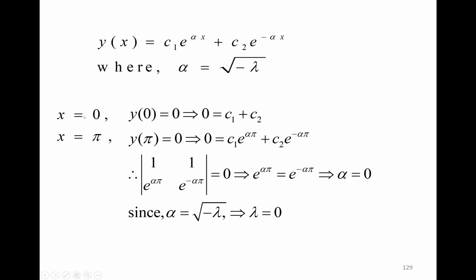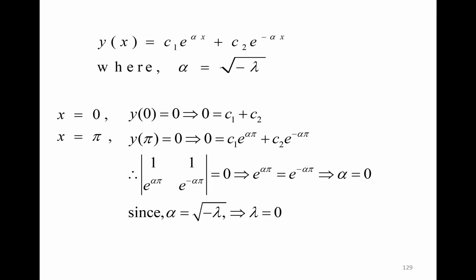Now again we substitute the boundary conditions, starting with x equals 0. Substituting x equal to 0 in the solution, we have y of 0 equals c1 e to the power alpha x. For x equal to 0 we have e to the power 0, and e to the power 0 is nothing but 1. So we have c1 plus, similarly, c2 e to the power minus 0, which I can write as 1 divided by e to the power 0.